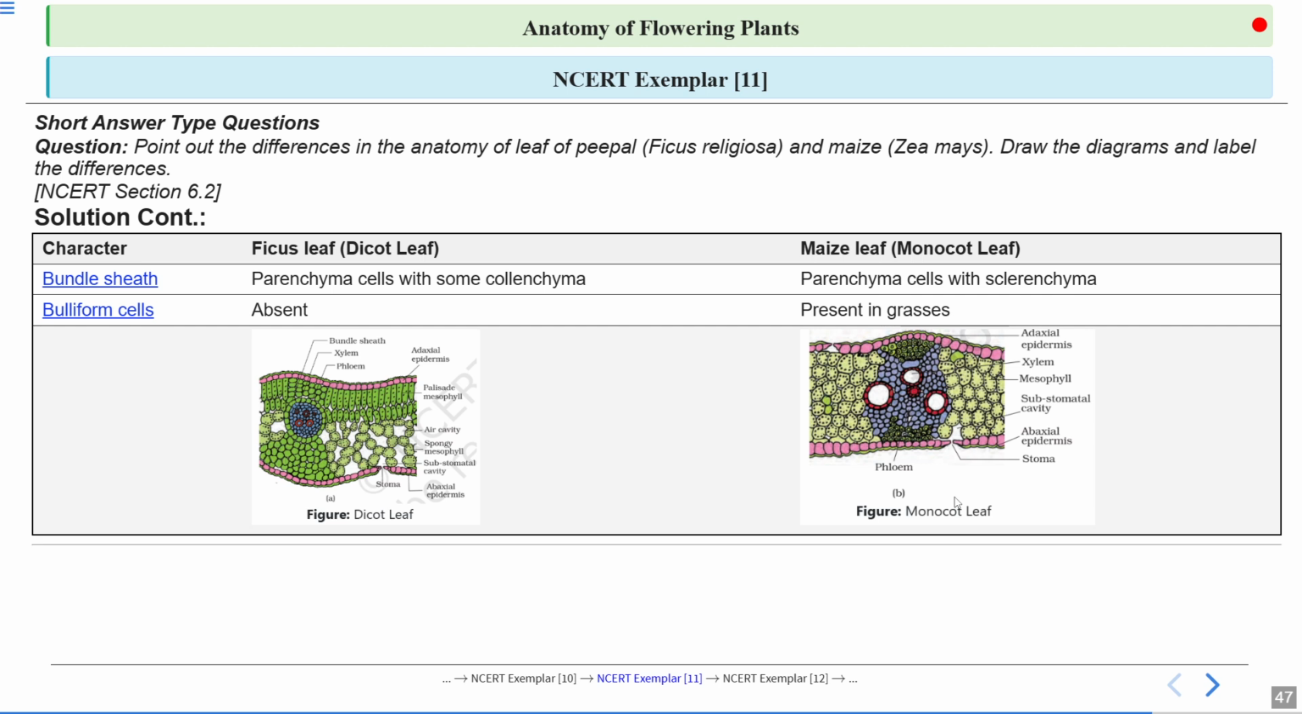Bundle sheath. Regarding the bundle sheath, parenchyma cells with some collenchyma form the bundle sheath here. And here, parenchyma cells with sclerenchyma, the sclerenchyma forms the bundle sheath, right? Bulliform cells. Bulliform cells are totally absent in the case of Ficus, that is the dicot one, right? But in the case of maize, maize is a monocot, so it possesses bulliform cells.